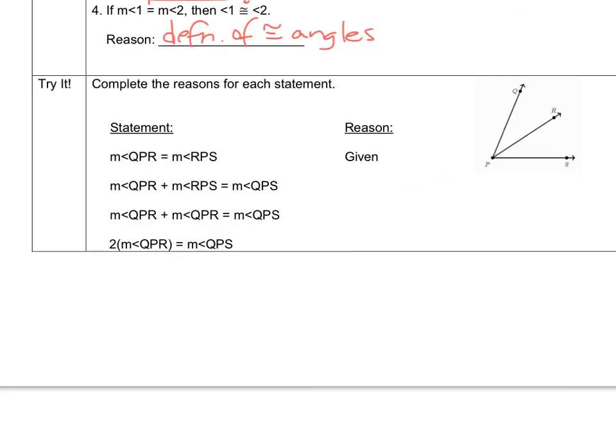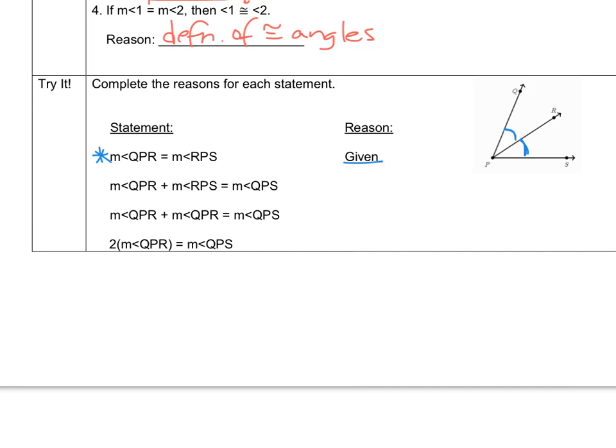Okay, last one down below. For our final example in the notes, complete the reasons for each statement. So again, I've given you a statement column. We're going to provide the reasons in the reason column. It says the measure of angle QPR is equal to the measure of angle RPS. That's what we're starting with. So that's the given statement. On the picture, if I look at Q down to P over to R, that's this kind of smaller angle on top. And then RPS, that's the smaller angle on the bottom. It says that those two angles are equal to each other.